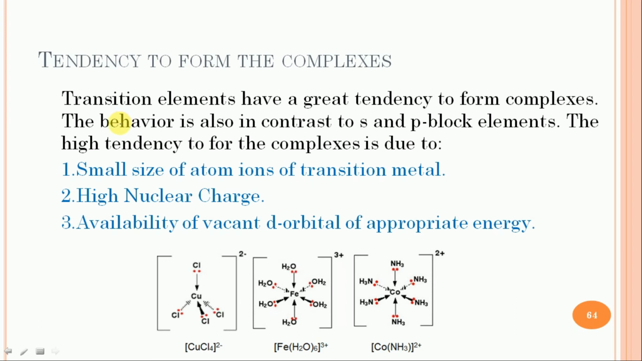In these complexes, the bond between the central transition metal ion and the ligand is a coordinate covalent bond, and therefore the complexes are called coordinate compounds or coordinate complexes. These complexes have different geometries depending upon the coordination number, or number of ligands. The common geometries of these complexes are linear, tetrahedral, square planar, octahedral and tetragonal.